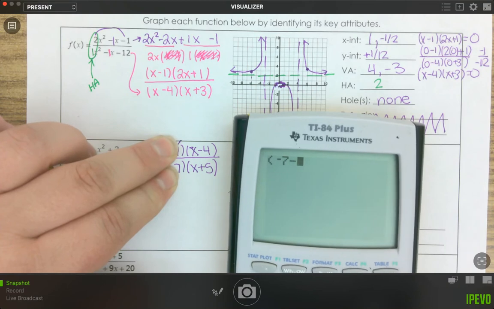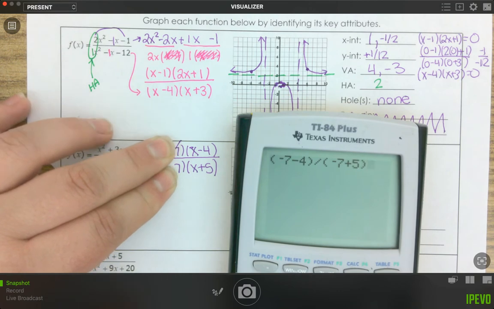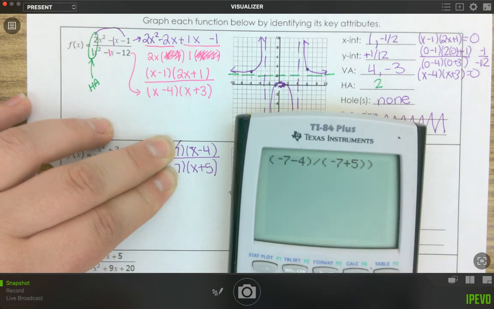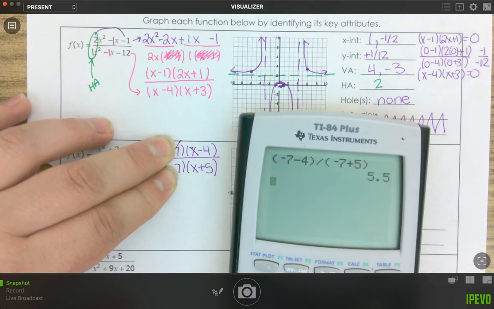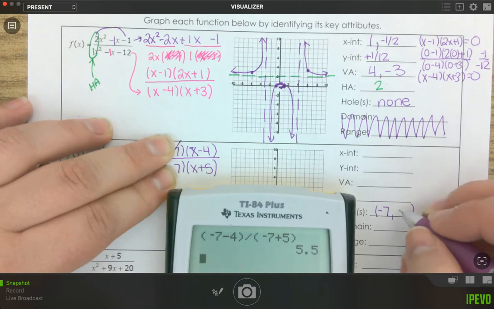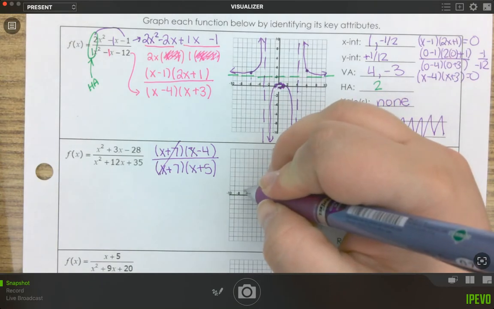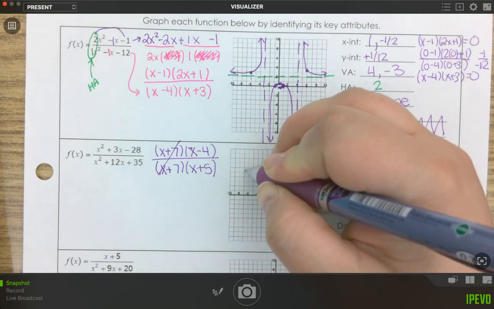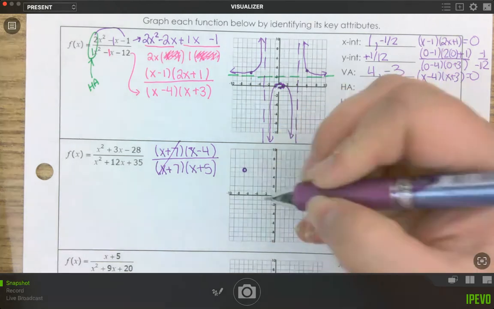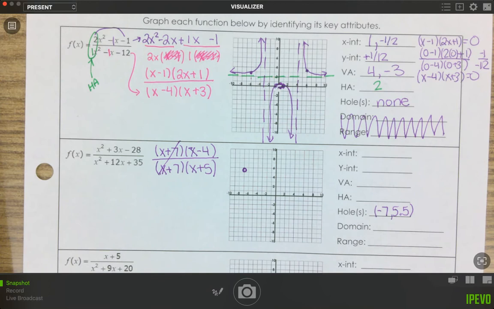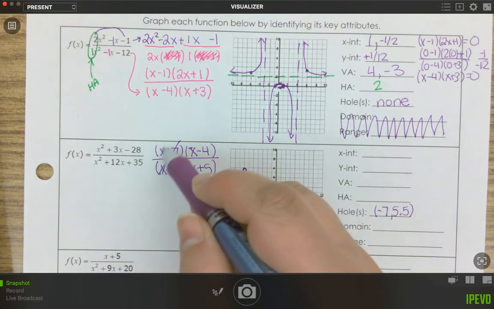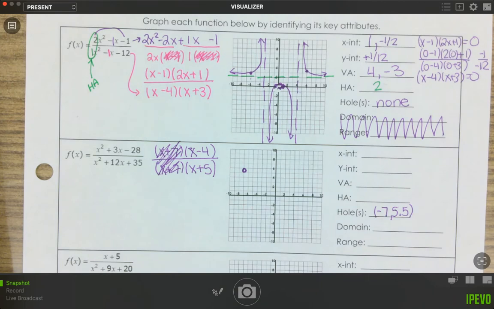So -7 minus 4 over -7 plus 5. Notice where I put my parentheses, because if I don't use these parentheses, my calculator is going to do it in a weird order. Sorry, there. You don't need the last one. 5.5. So what we're going to do is go left 7, up 5.5. And put an open circle there, because it's a hole. It's not a regular point. And then we're going to move on to everything else, and now we can just completely forget that that x plus 7 was ever there.